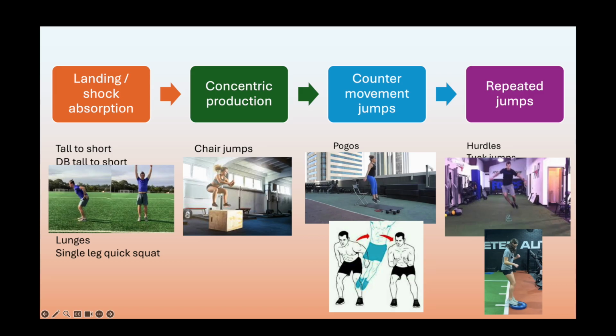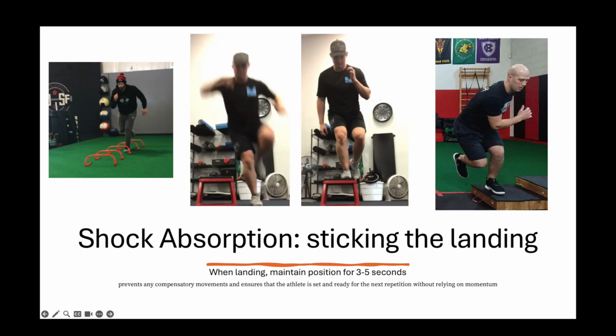And then another thing you can do is exercises where you're focusing on sticking the landing. So when landing, you maintain that landing position for 3 to 5 seconds. It can help prevent any compensatory movements, and ensure the athlete is ready for the next rep without relying on momentum. So you can do it over each hurdle, landing the jump for 3 to 5 seconds and then jumping over again. You can do it onto a box where they have to stick the landing on the box and stick the landing off of the box.